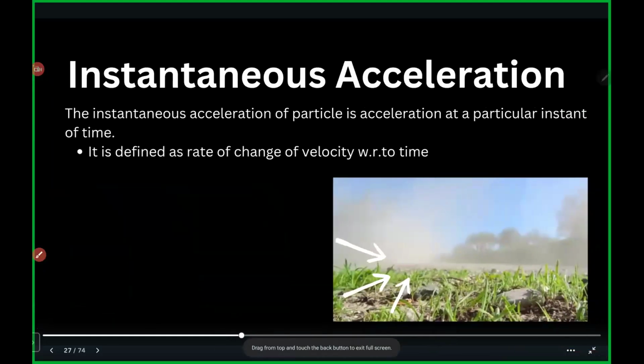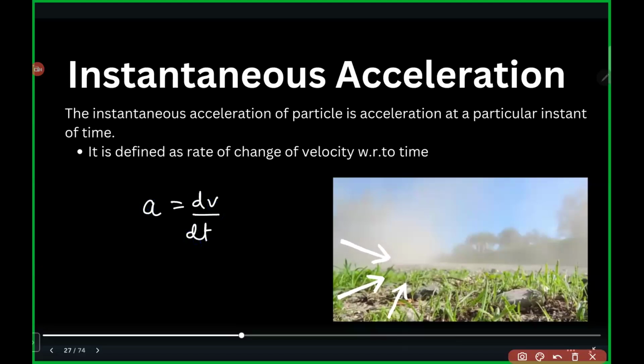Yes, sir. Okay, good. Then after the average acceleration, there is another term that we call the instantaneous acceleration. Instantaneous acceleration is the acceleration at a particular moment of time, a particular instant. So you can say instantaneous acceleration is nothing but dv by dt. What we discussed, it is the rate of change of velocity with respect to time.